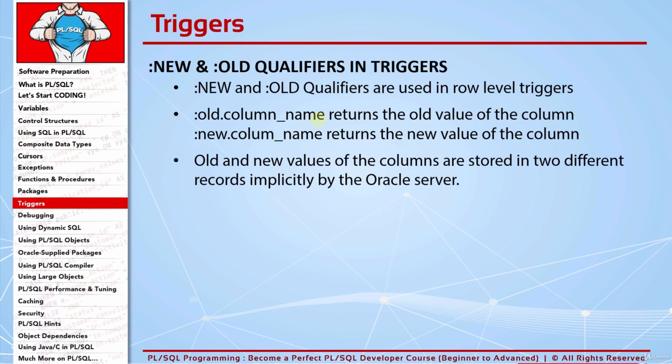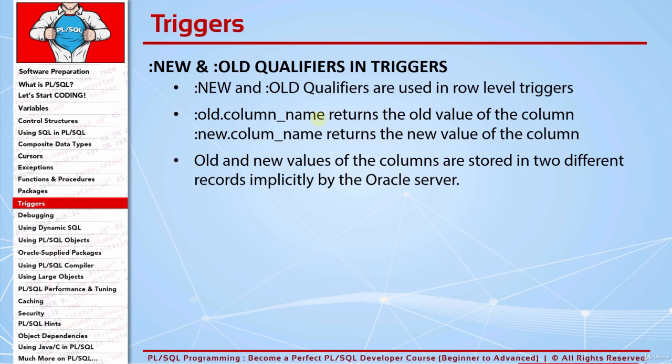Old and new values of the columns are stored in two different records implicitly by the Oracle server. Actually, as I said before, it is maintained by the server automatically. When a row-level trigger is executed, each row is stored into two different records created by the %ROWTYPE attribute of the base table or view. You can reach them with the old and new qualifiers. Actually, I said old and new, but as you remember from the previous lectures, you can assign some aliases for these qualifiers and reach them with the new names. You will see that in the example soon.